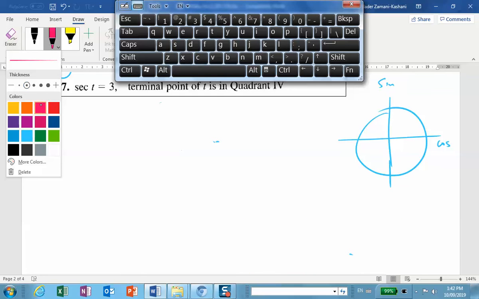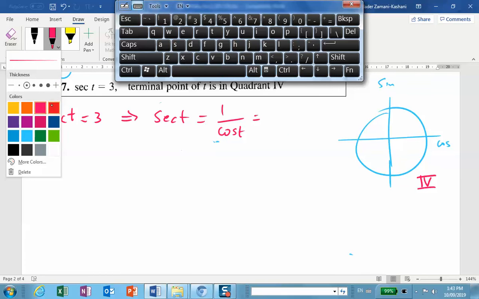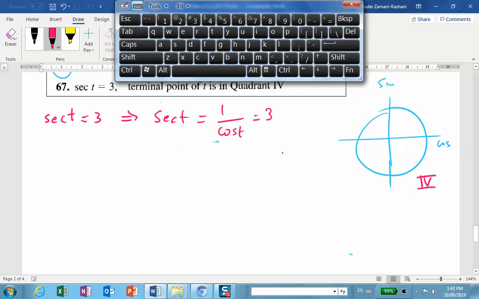Okay, so let's see now. It says that you are in quadrant 4. Quadrant 4 is over here. And secant of t is equal to 3. Now remember, secant of t is 1 over cosine of t. Oh, I'm sorry, this is 3. That's what I meant. This is 3, and therefore cosine of t is equal to 1/3.